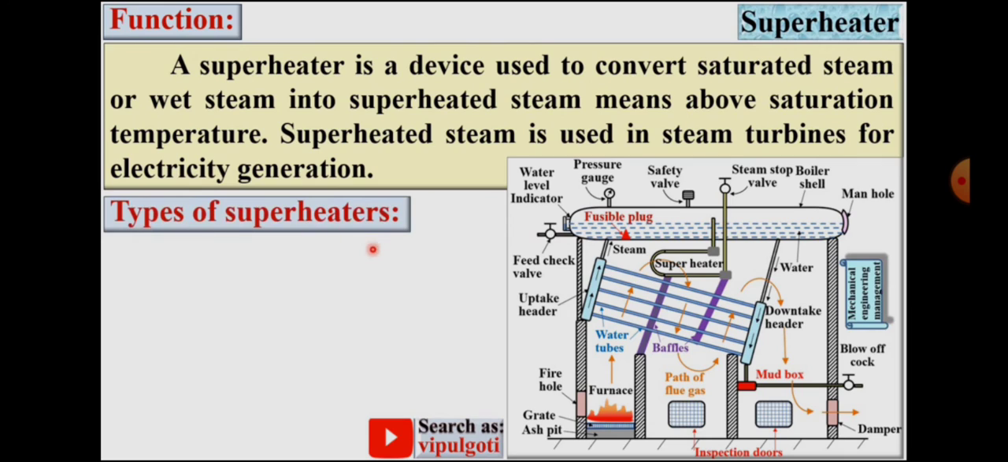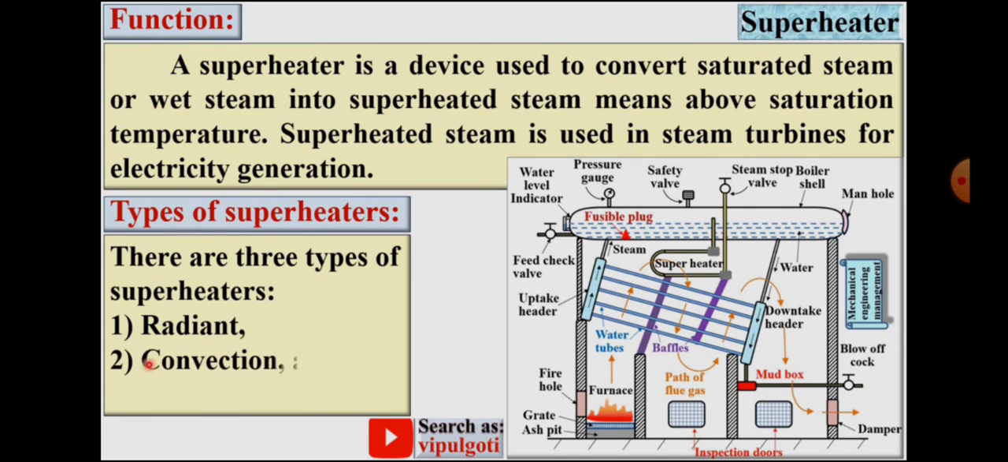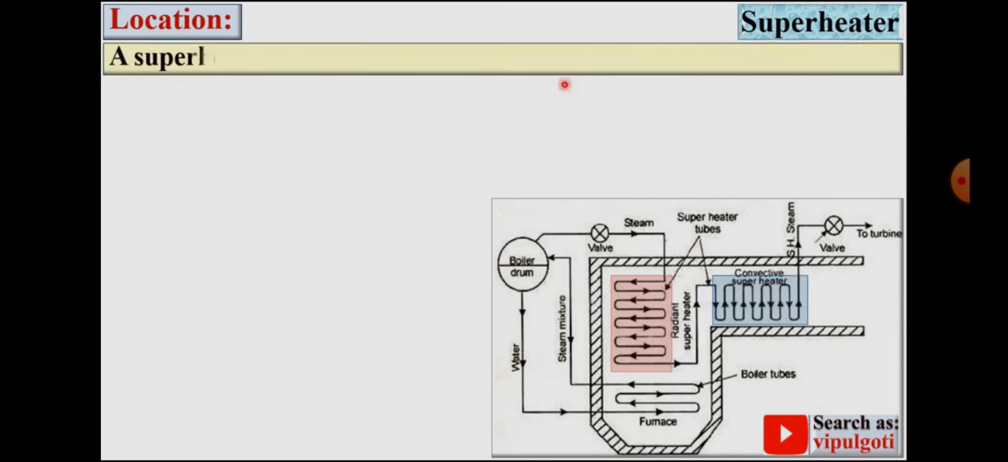Now types of superheaters. There are 3 types of superheaters: radiant superheater, convection type superheater and separately fired superheater. Now the location of the superheater. Here you can see 2 types of superheaters are used: radiant type superheater and convective type superheater. A superheater is placed in the path of the flue gases.